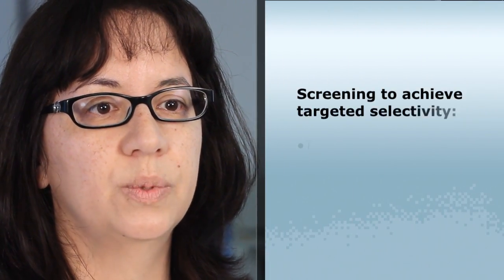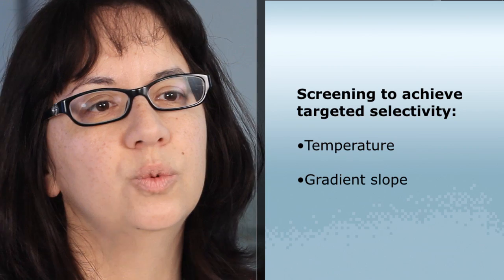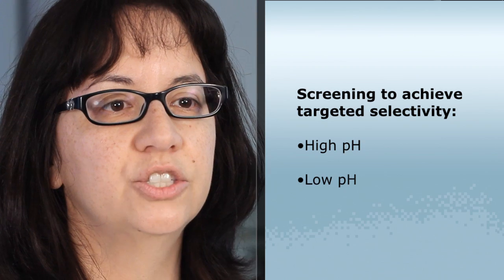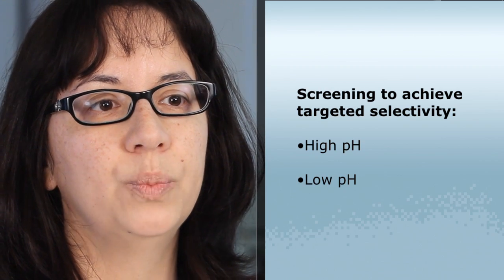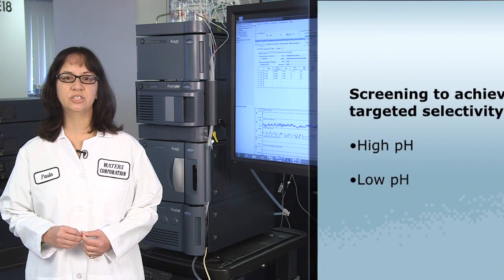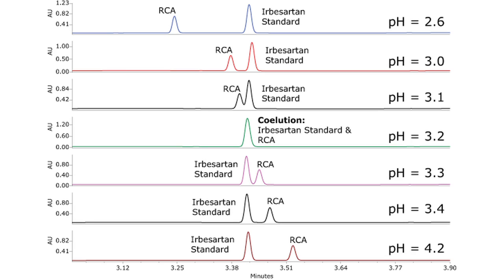We routinely adjust temperature and gradient slope to improve resolution. In many cases, we take advantage of the stability of modern columns to screen both high and low pH mobile phases. However, it's uncommon to test small incremental changes in pH as a routine tool in methods development.